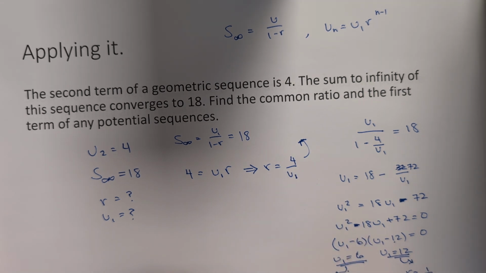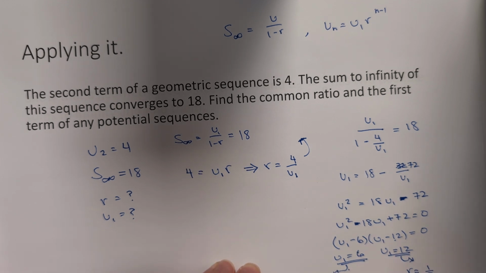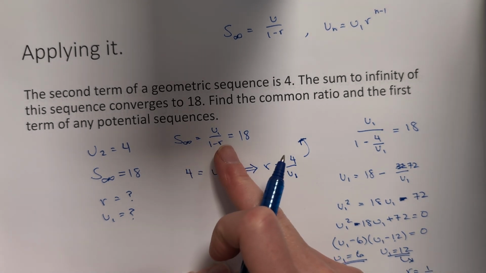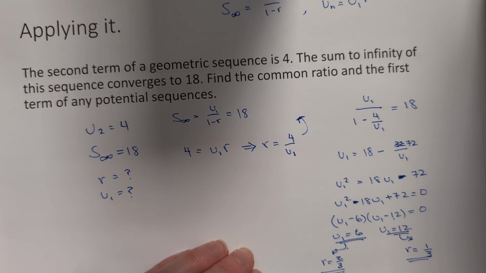So these would be the possible two u sub 1 and r values of those sequences. And they are both converging because the absolute value of these is less than 1. And if you were to check them, you would find that the sum to infinity of both of those is 18, and the second term is 4.